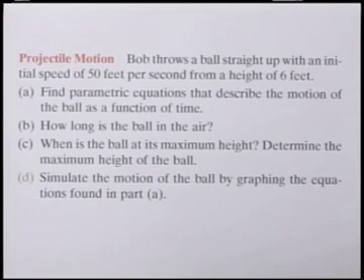Bob throws a ball straight up with an initial speed of 50 feet per second from a height of 6 feet. Find parametric equations that describe the motion of the ball as a function of time. How long is the ball in the air? When is the ball at its maximum height? Determine the maximum height of the ball, and then simulate the motion of the ball by graphing the equations found in Part A.